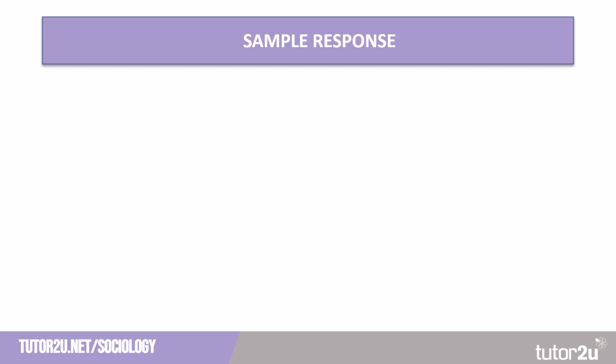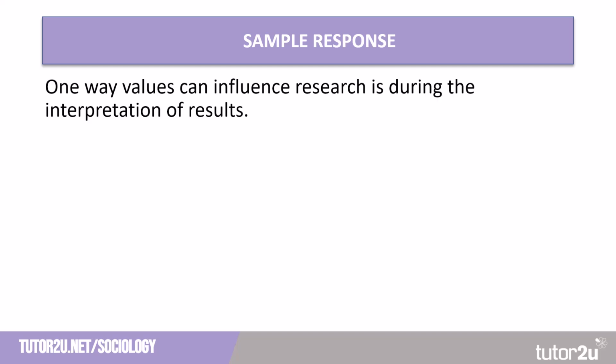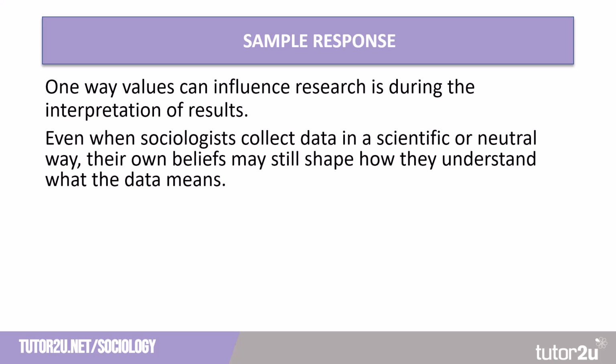Let's have a look at a sample response. So starting with interpreting data, one way values can influence research is during the interpretation of results. We need to develop this further. Even when sociologists collect data in a scientific or neutral way, their own beliefs may still shape how they understand what the data means. How do we explain this?